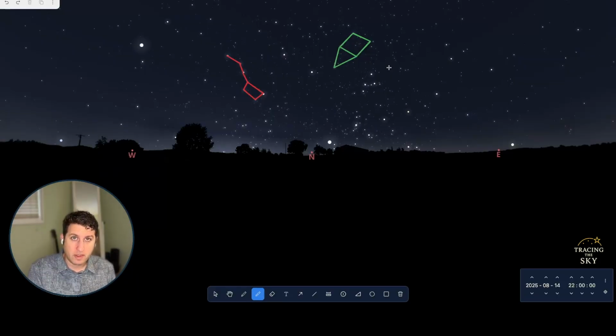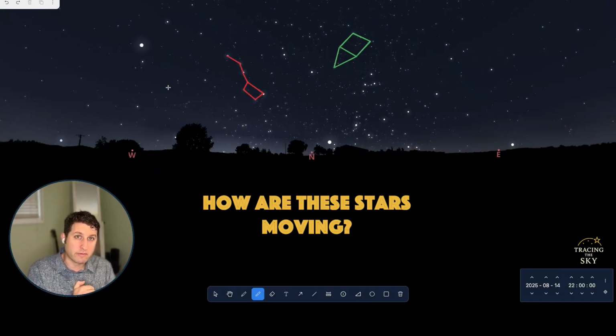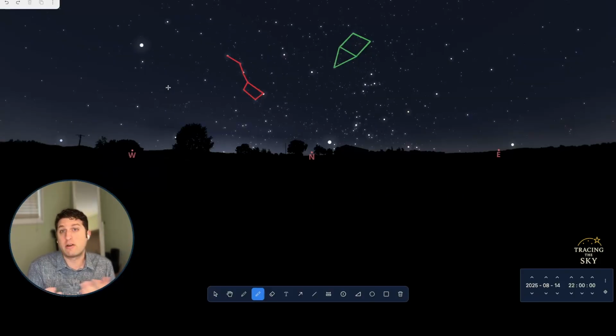Now, we've said that there's a general rule, which is that the stars are moving in an arc from east to west. Just as a reminder, we're facing north. So east to west is a little bit backwards than what we've been used to, right? It's this direction. And what we want to see is, how are these stars moving? Are they doing anything different? Are they going east to west or moving in a different way?